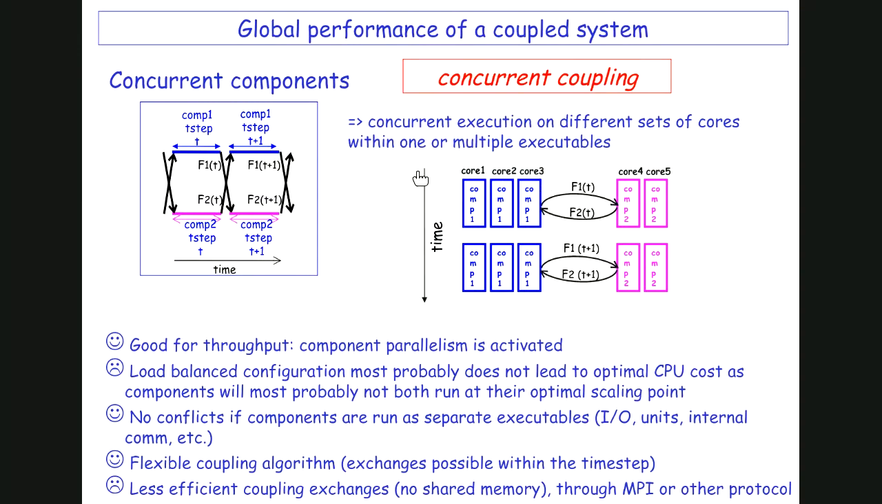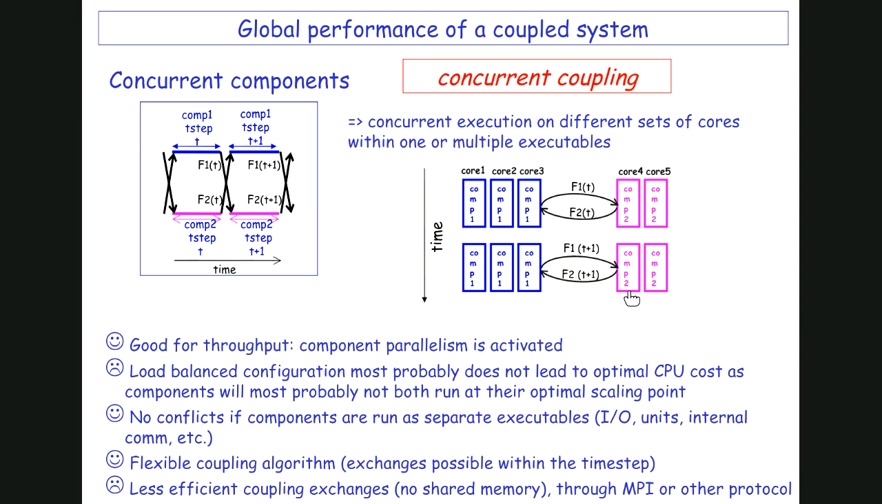Again, time is going from up to down. And you see here that in this illustration, you have three cores or three processors or three PEs that are used for component one, and two cores used for component two. And they can exchange coupling fields while they're running. So an advantage of this configuration is that it's good for throughput, because you've activated the component level of parallelism, that is, they're running at the same time.